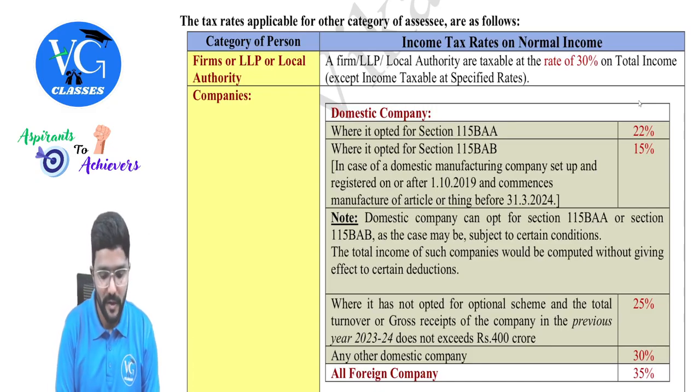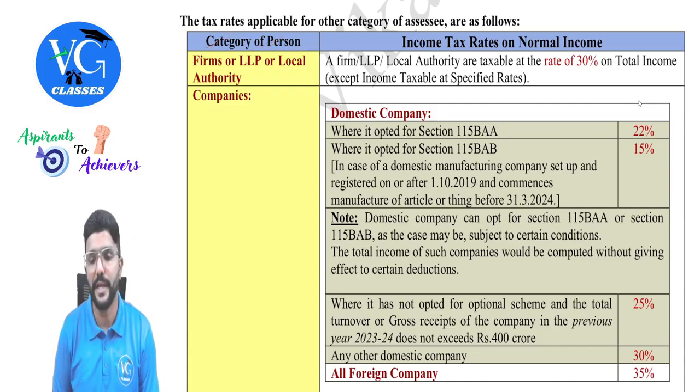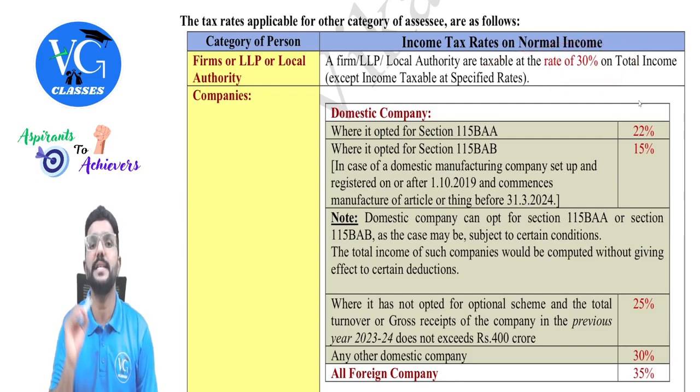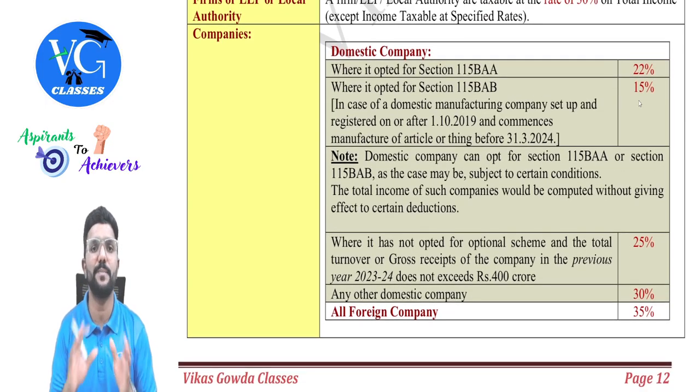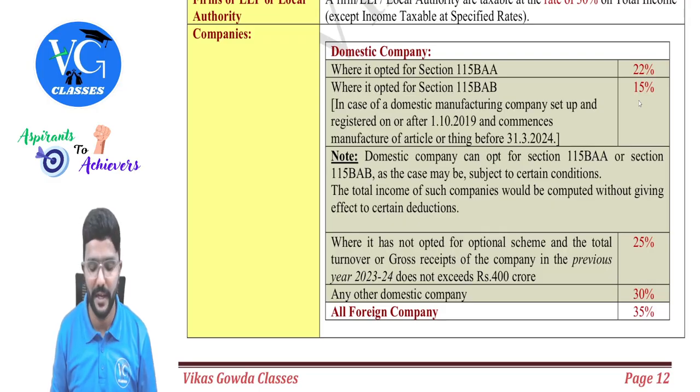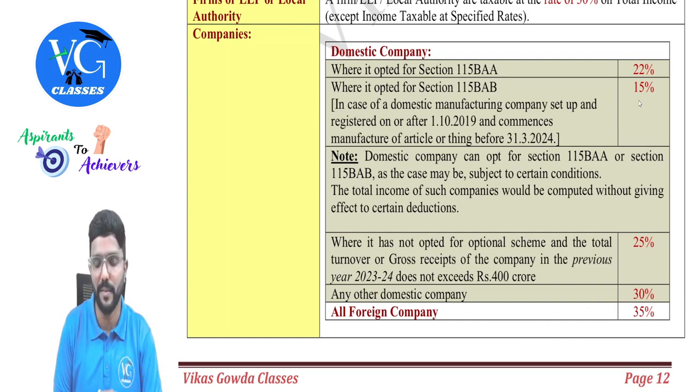Now what about others? For partnership firm, LLP, and local authority, if they are having any normal income which is taxable at normal rate, the tax rate is 30%, guys. Then coming to companies, for tax rate purpose, we need to segregate companies into two categories: foreign company and domestic company. For foreign company, the tax rate is 35%, whereas for domestic company, they have an optional scheme available.